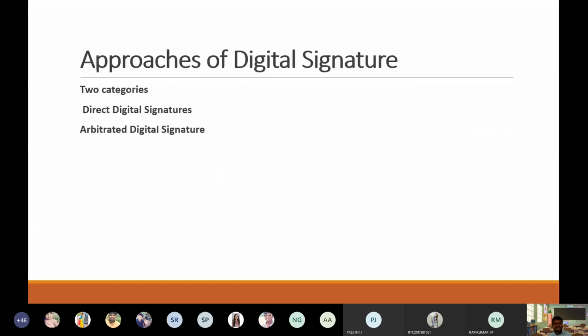Okay, so this is an explanation about that. We have two approaches in the digital signature. One is direct digital signature and another one is arbitrated digital signature.